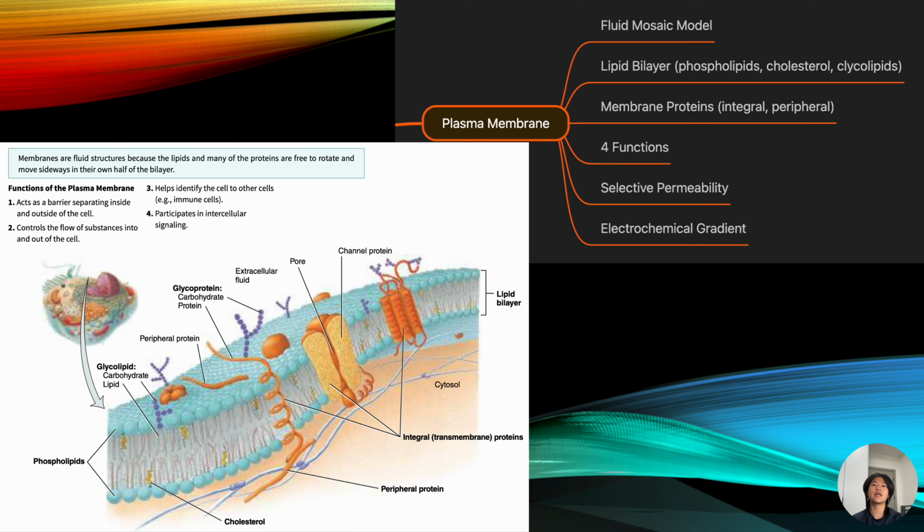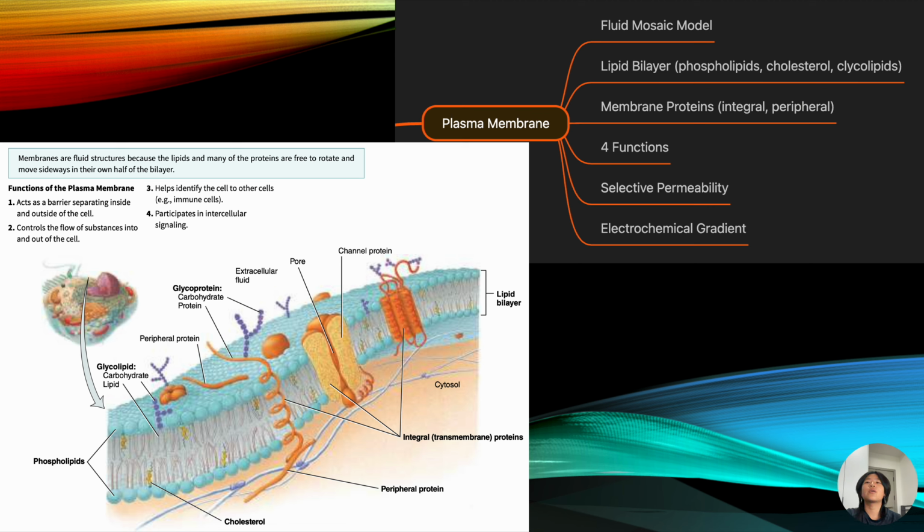Thirdly, it helps to identify the cell to different cells. As we talked about, glycoproteins serve as an identity marker of the cell. So there are also things in the immune system. These proteins will hold out identities of the cell itself, so immune cells can check whether these cells are healthy or not. And last, they also participate in intercellular signaling, so signals between cells. This is also something that we'll talk about when we mention the nervous system.